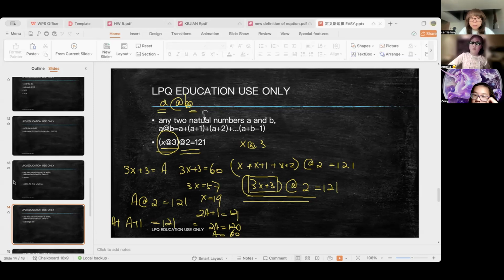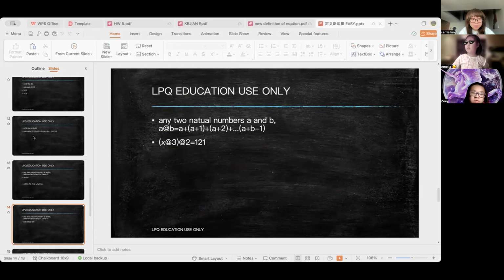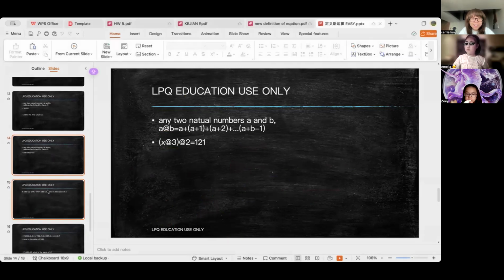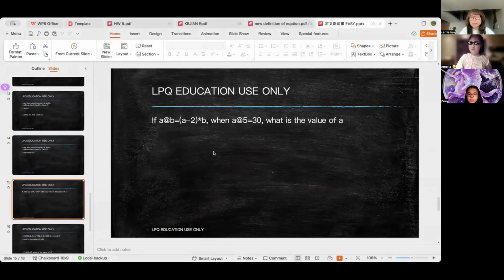好了吗？有没有问题？有没有问题要 move forward 的了？都可以啊，真的都可以吗？这么厉害吗？Okay, so let's take a look at this one. If a at b equals a minus 2 times b, when a at 5 equals 30, what is the value of a?